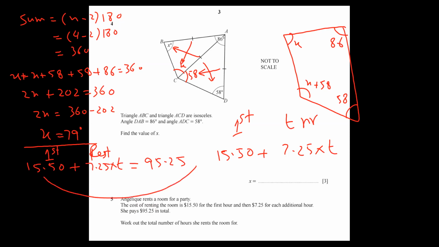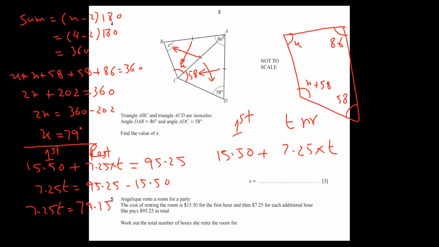This will go to the other side. So 7.25t equals 95.25 minus 15.50. And then this will divide. So 7.25t, and let me check, 95.25 minus 15.50. I get here 79.75. And when I divide by 7.25, I get 11 hours.